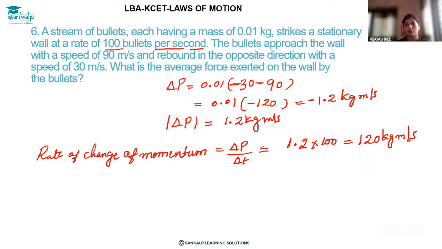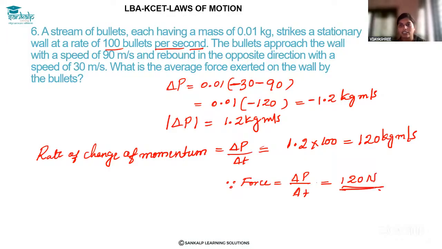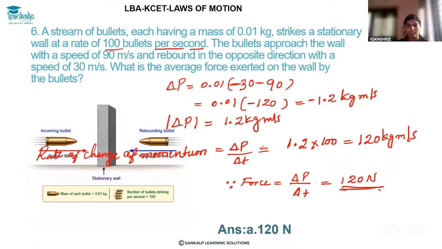So we already know that force is equal to the rate of change of momentum, that is delta P divided by delta T, which is equal to 120 Newton. Force is nothing but the rate of change of momentum. So the correct answer is option A, 120 Newton. Thank you.